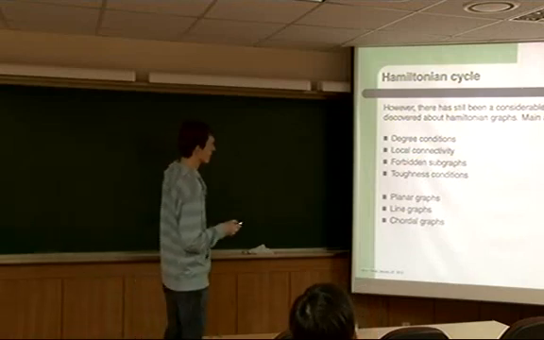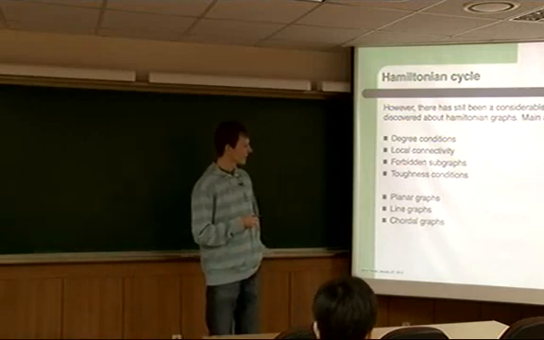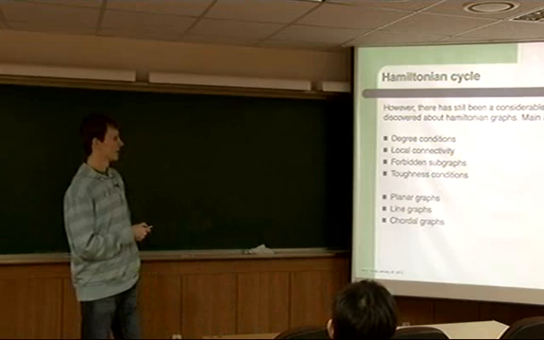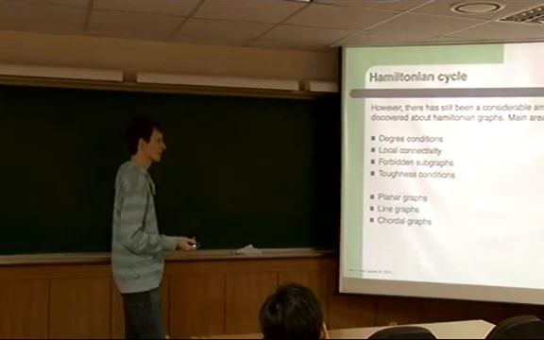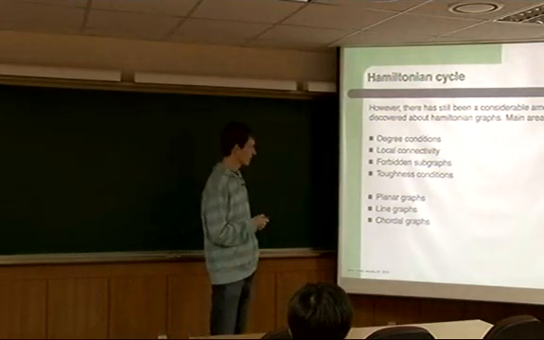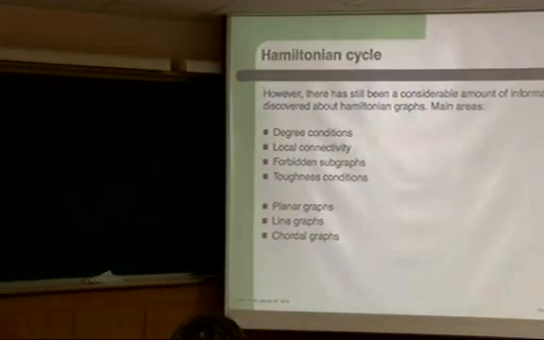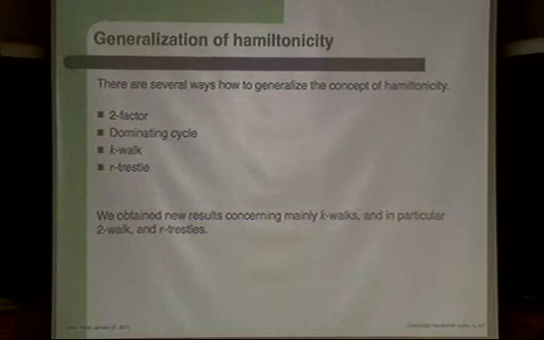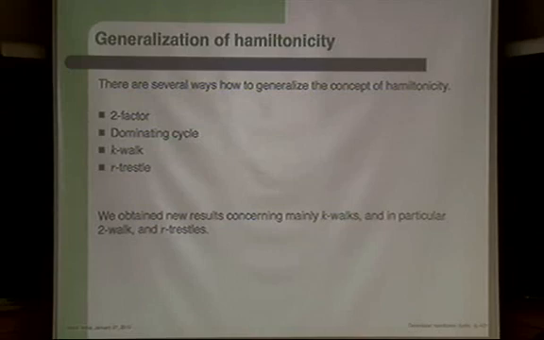Then the forbidden subgraphs, because you might study which forbidden subgraphs imply the existence of a Hamiltonian cycle. There are many theorems, and I think there exists a complete characterization of forbidden pairs of graphs which imply the existence of a Hamiltonian cycle. And the last condition, the toughness condition, I will be talking about a bit more. So I will skip to the next slide, because you will see what toughness is later on, because the definition is not that easy. But let me say a few words about how to generalize the Hamiltonian cycle.